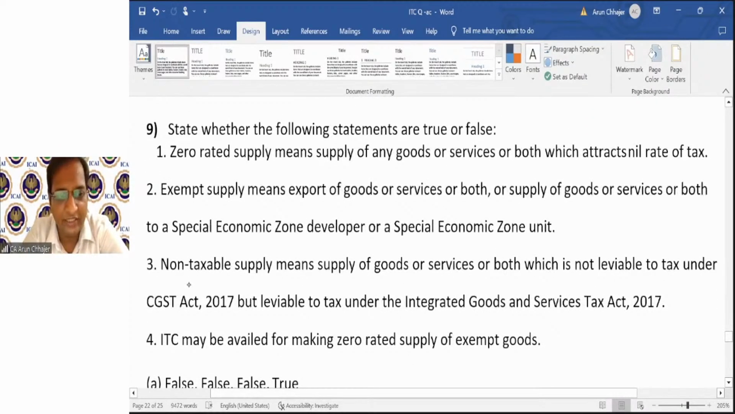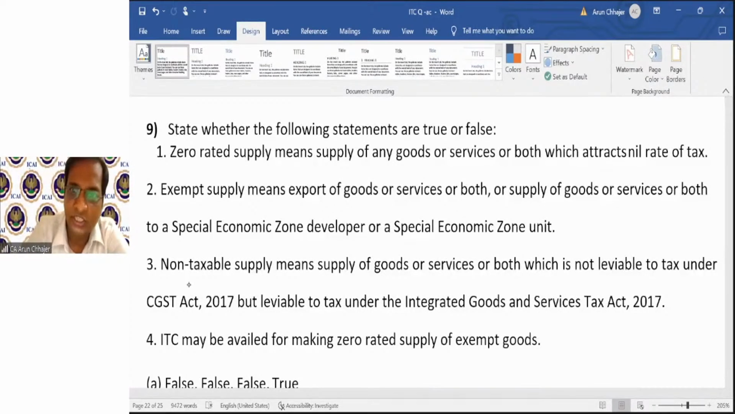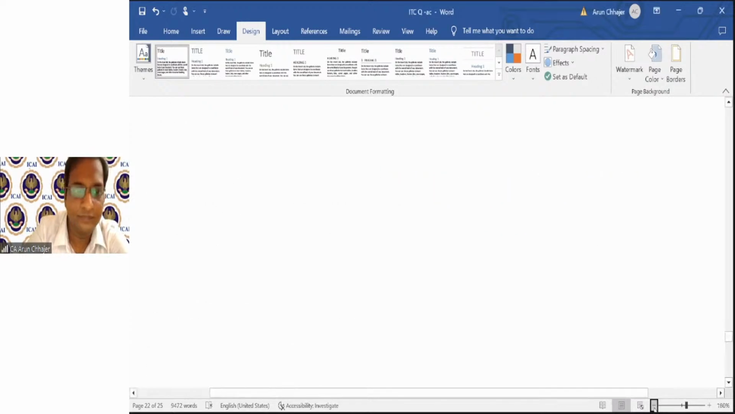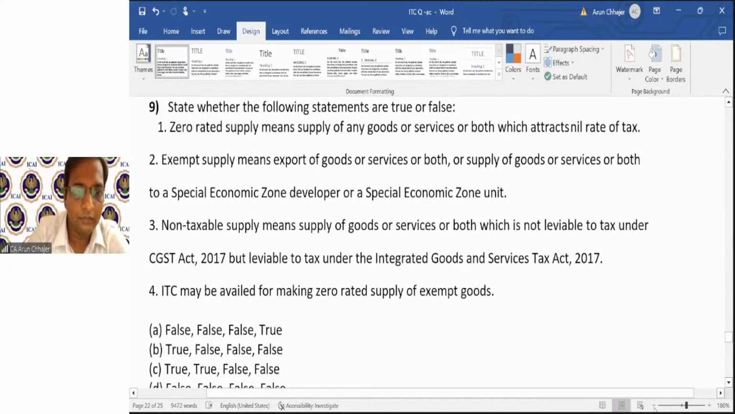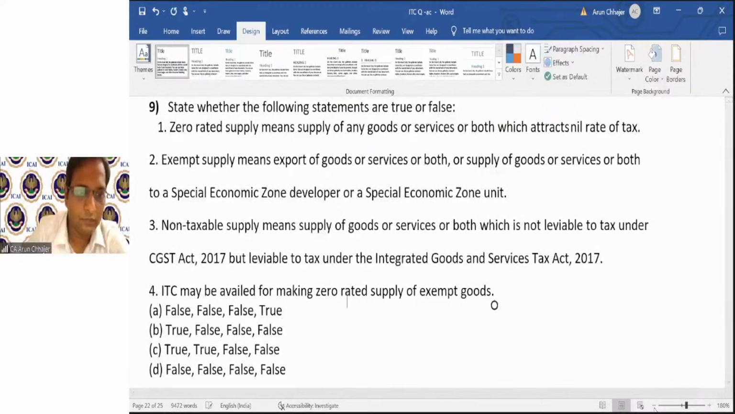Which state whether the following statements are true or false? Zero rated supply means supply of goods or services which attract nil rate of tax. So this is an important question because it's slightly lengthy. Zero rated supply means which attract nil rate of tax.